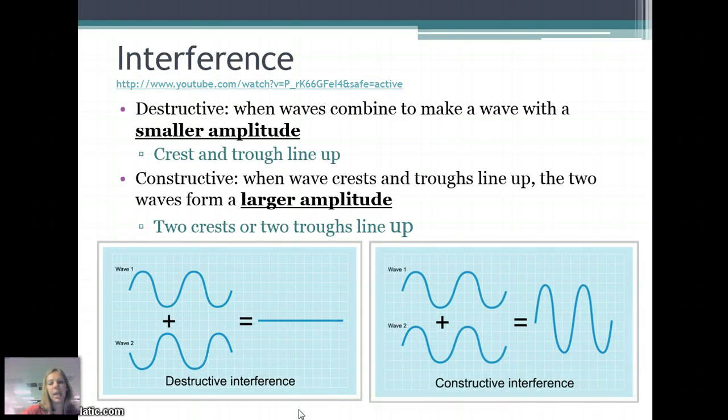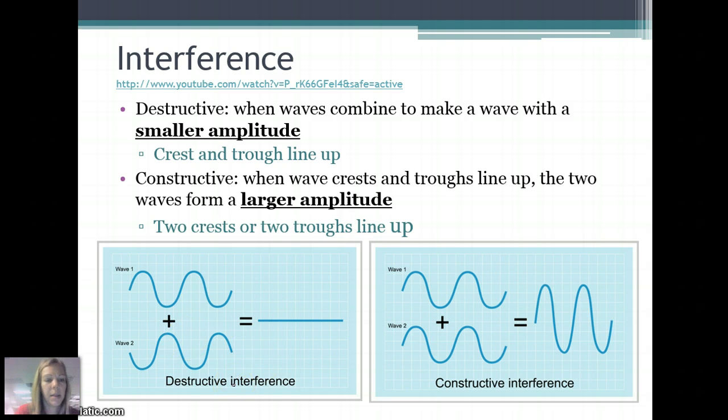Next, we're going to look at interference. There are two types of interference: destructive and constructive interference. I would recommend that you go onto the PowerPoint and look at this YouTube video. It does show a good example of interference, and I'll let you do that on your own time as a review. But with destructive interference, this bottom diagram kind of shows you this.